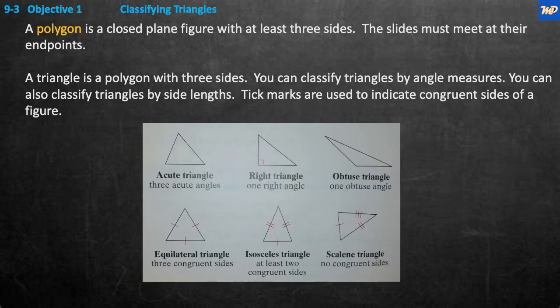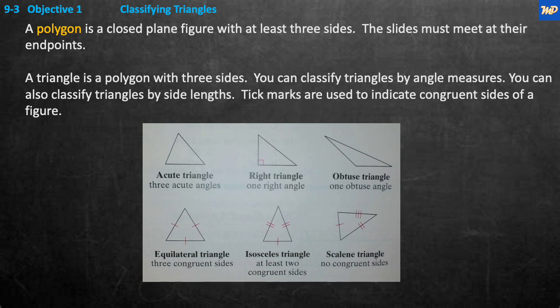Objective 1, classifying triangles. A polygon is a closed plane figure with at least three sides. The sides must meet at the endpoints. A triangle is a polygon with three sides. You can classify triangles by angle measures. You can also classify triangles by side lengths. Tick marks are used to indicate congruent sides of a figure. So let's start. There's 6 of them here in this little picture.